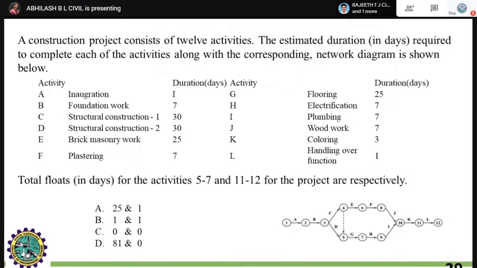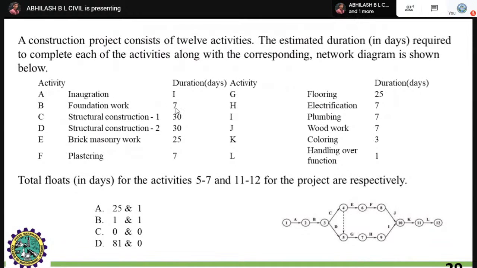Next is, the construction project consists of 12 activities. The estimated duration in days required to complete each of the activities, along with the corresponding network diagram, is shown below. This is called a network diagram. It is shown here in the question itself. There are options 25 and 1, 1 and 1, 0 and 0, 81 and 0.